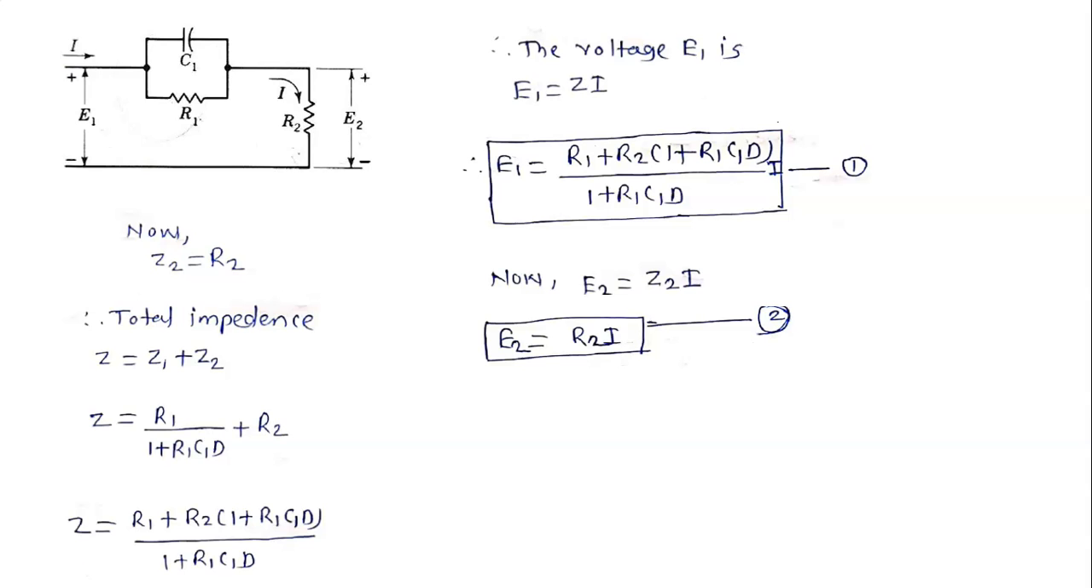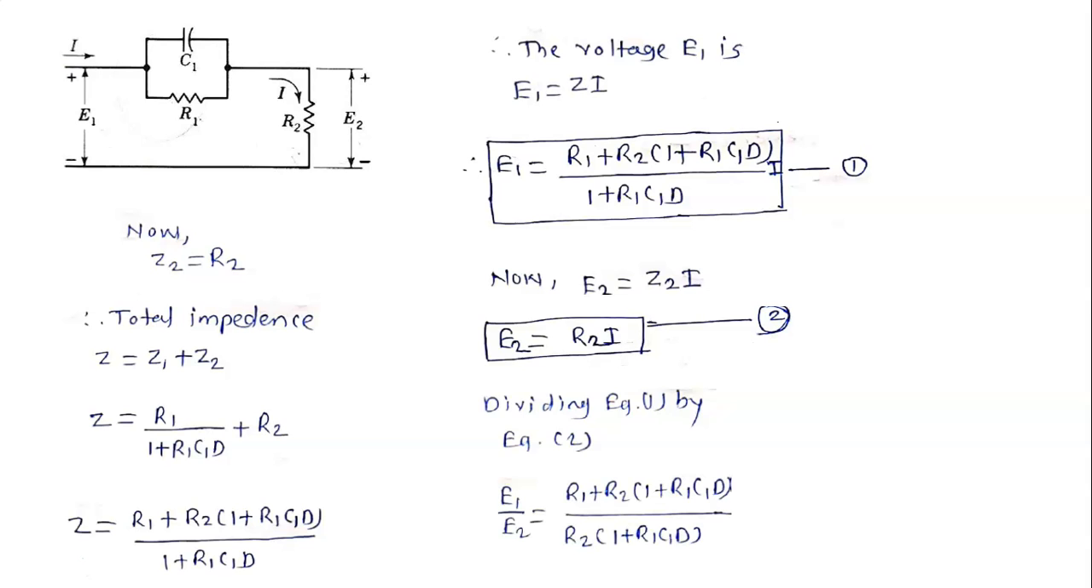Now, dividing equation 1 by 2, we are getting the relation between E1 and E2. Therefore, dividing equation 1 by equation 2, we are getting E1 upon E2 is equal to R1 plus R2 into bracket 1 plus R1 C1D, divided by R2 into bracket 1 plus R1 C1D. Now, this is the end of the example. Now, we will see the second example.